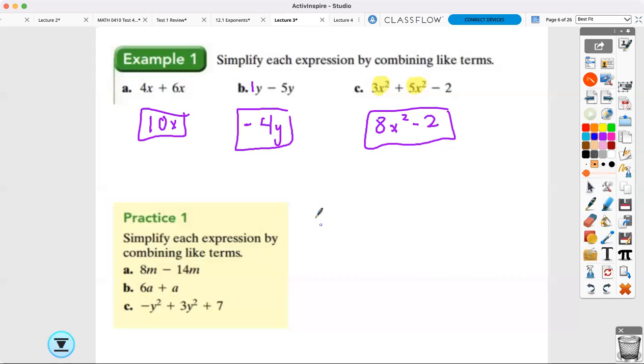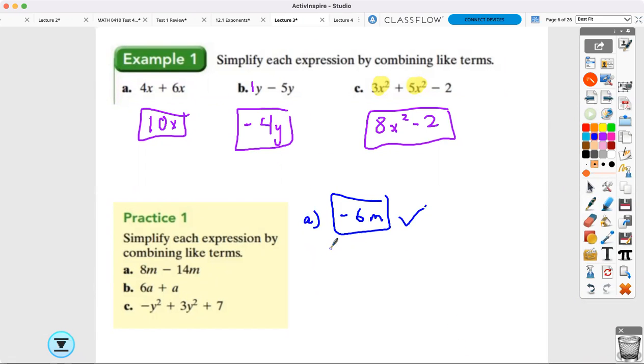All right, for practice 1, guys, anyone want to share what they got for A? We got a negative 6m from 3 students on the chat. Sarah agrees with it. And I also agree with it. Good job, class.